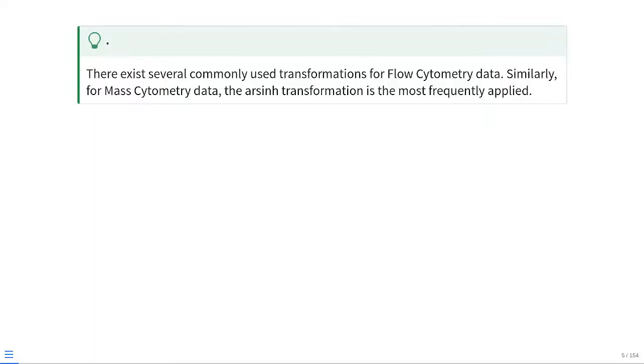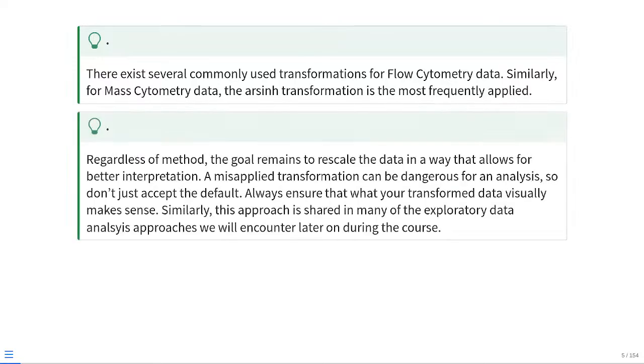There are several commonly used transformations when it comes to the data sets that we work with. For flow cytometry, oftentimes it will be either the logicle or the bi-exponential transformation. If you're working with mass cytometry or CyTOF data, more often than not, we see something more like the arcsinh transformation. Regardless of what method of transformation you use, the goals remain basically the same.